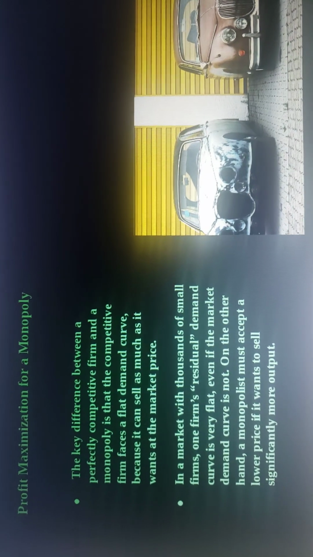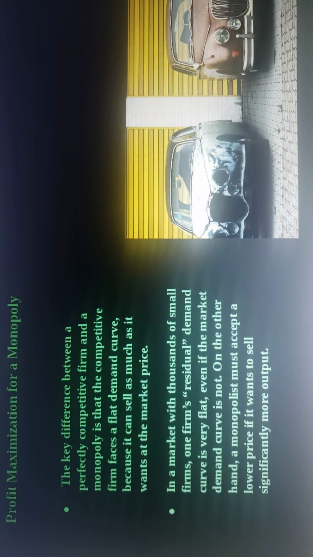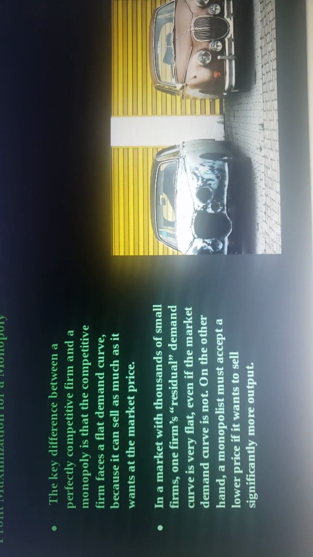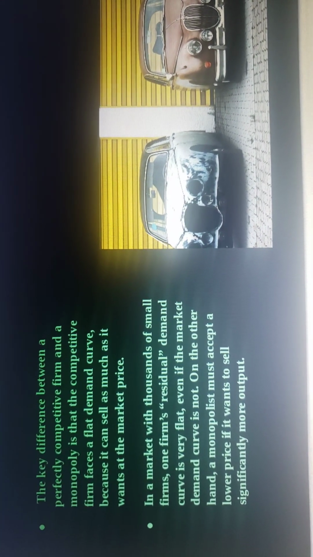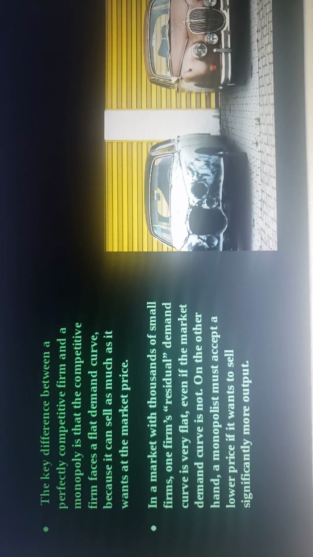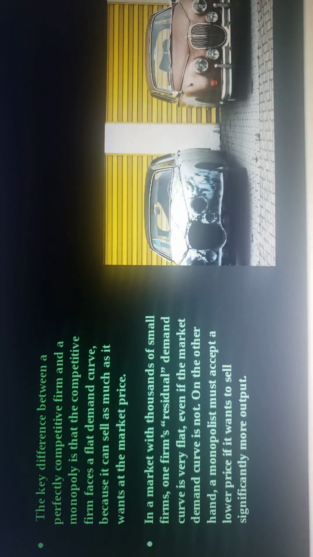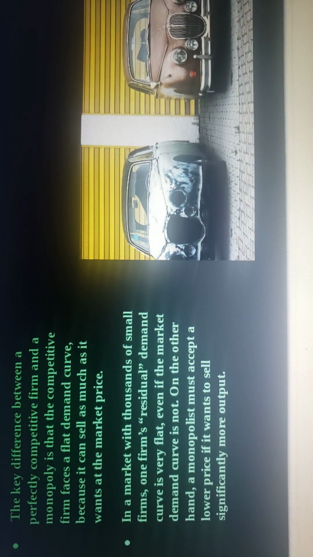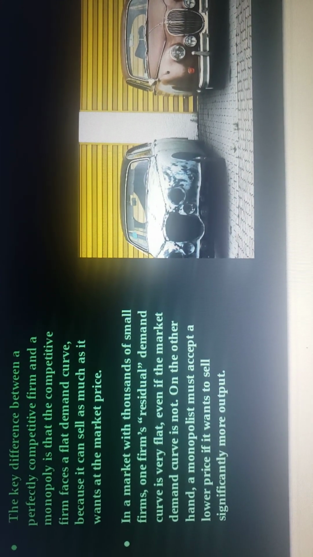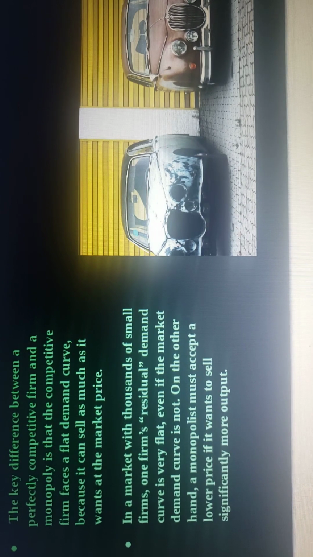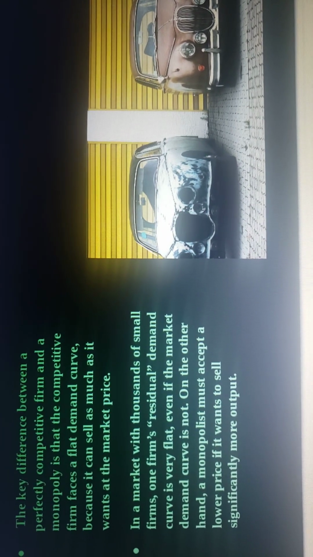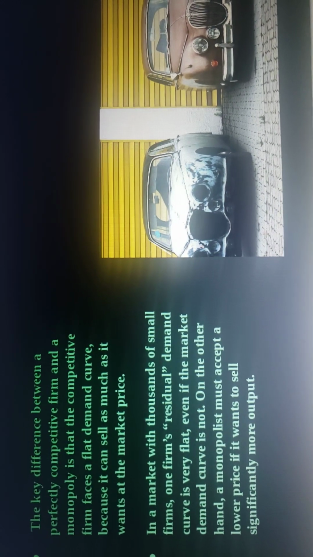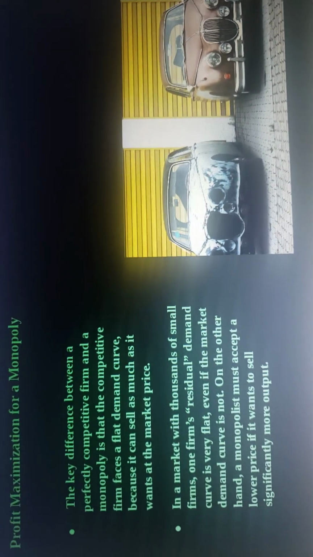Profit maximization for a monopoly. The key difference between a perfectly competitive firm and a monopoly is that the competitive firm faces a flat demand curve because it can sell as much as it wants at the market price. In a market with thousands of small firms, one firm's residual demand curve is very flat, even if the market demand curve is not. On the other hand, a monopolist must accept a lower price if it wants to sell significantly more output.